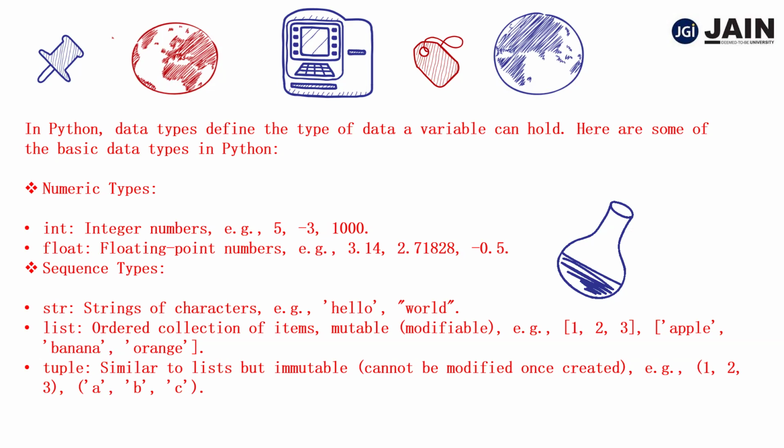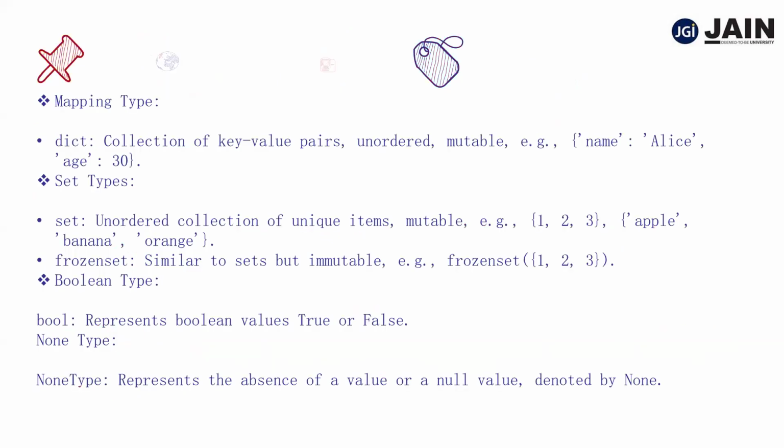List, an ordered collection of items which are mutable. Example 1, 2, 3, apple, banana, orange. They are kept in square brackets. Tuple, similar to list but immutable. Cannot be modified once created. Examples 1, 2, 3, ABC, but they are in round brackets.